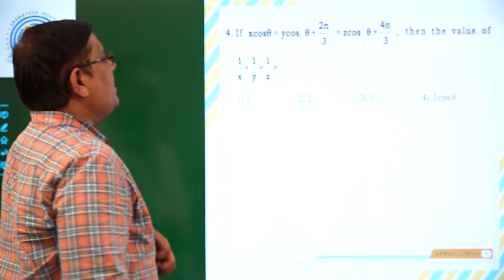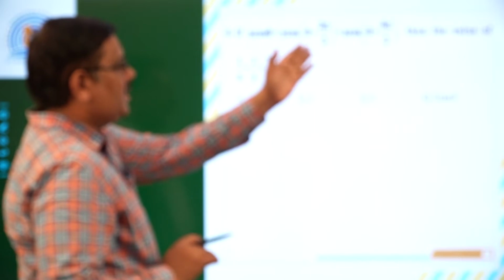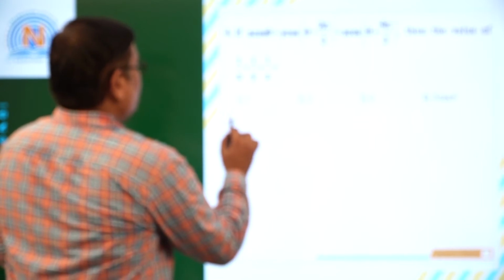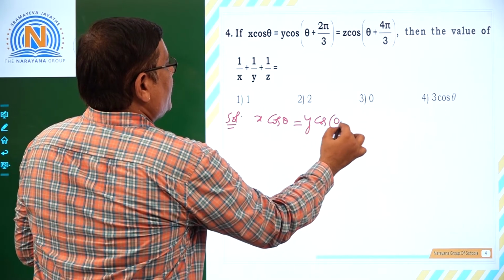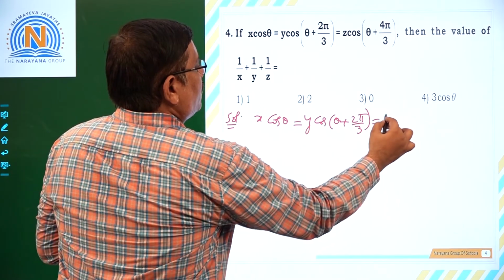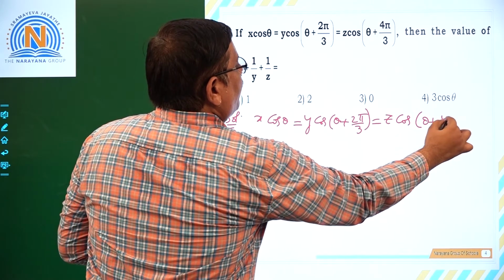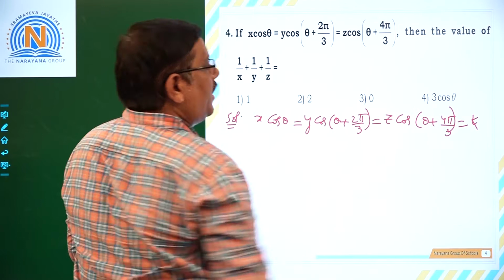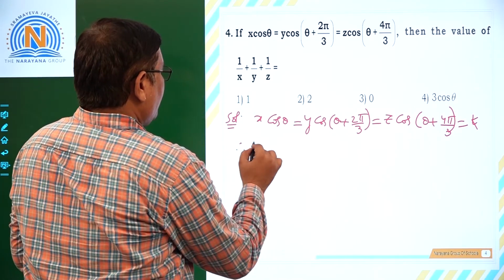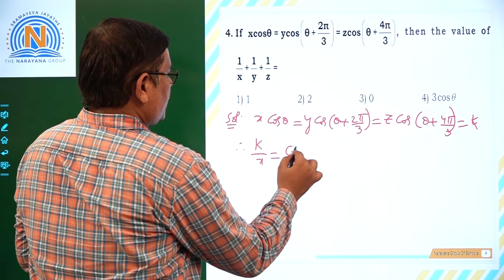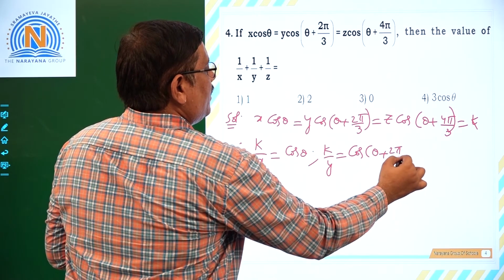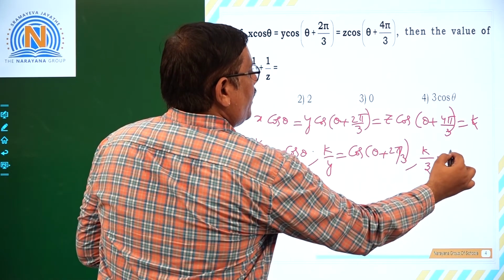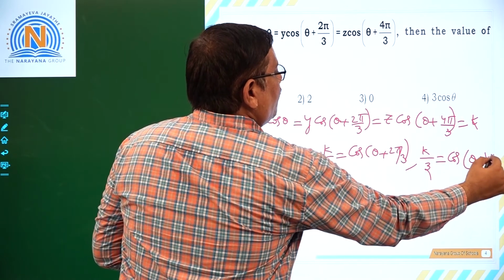If x cos theta is y cos(theta + 2 pi by 3), that is z cos(theta + pi by 3), then what is the value of 1 by x plus 1 by y plus 1 by z? Let us take x cos theta is equal to y cos(theta + 2 pi by 3), that is equal to z cos(theta + 4 pi by 3). Let us take all equal to some constant k. Therefore, k by x is equal to cos theta, k by y is equal to cos(theta + 2 pi by 3). Similarly, k by z is going to be cos(theta + 4 pi by 3).